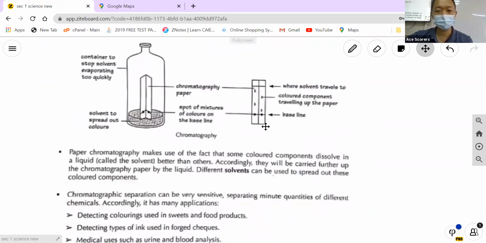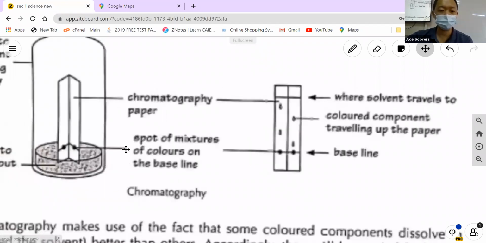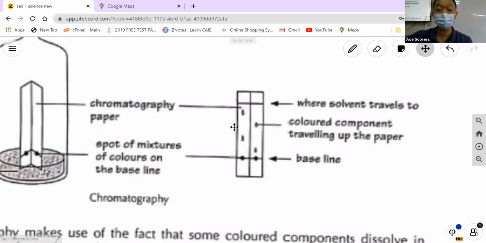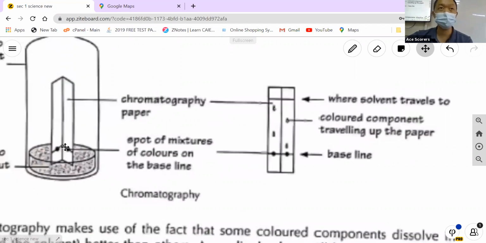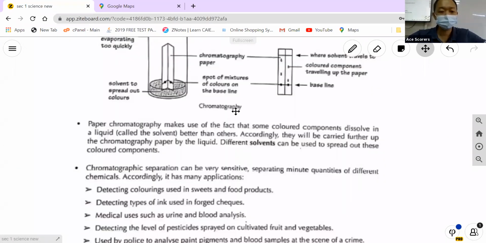So this is how it looks like. You put a drop of the thing that you want to separate, usually on a line, then you dip the bottom end into a liquid or some kind of solvent. Now the solvent will travel upwards. As it travels upwards, it will dissolve the thing that you want to investigate, and you will see patterns. If the pattern matches whatever pattern you want to check for, it means the component has the exact same thing inside, right?